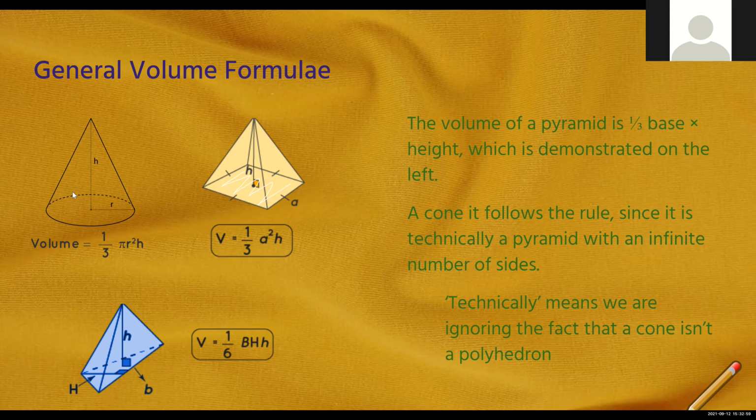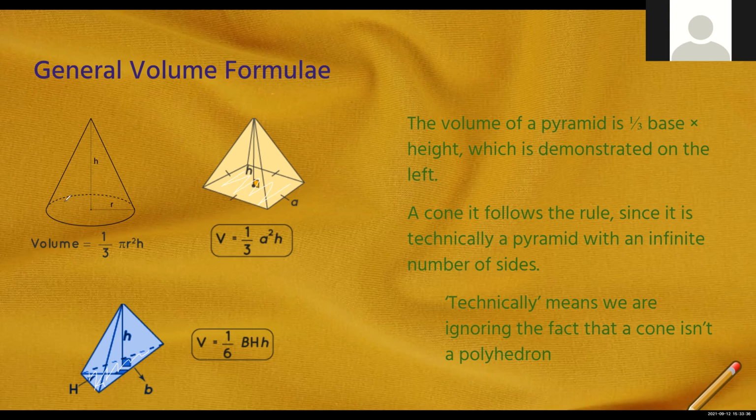And then for this triangular pyramid over here, you do the same thing. The base times the height divided by 2 is equal to the area of the base. Then you multiply it by 1/3, so you get 1/6 base times the capital H height of the base, and then you multiply it by little h, which is the height of the whole figure, and you get 1/6 base times height of the base times height of the actual figure.